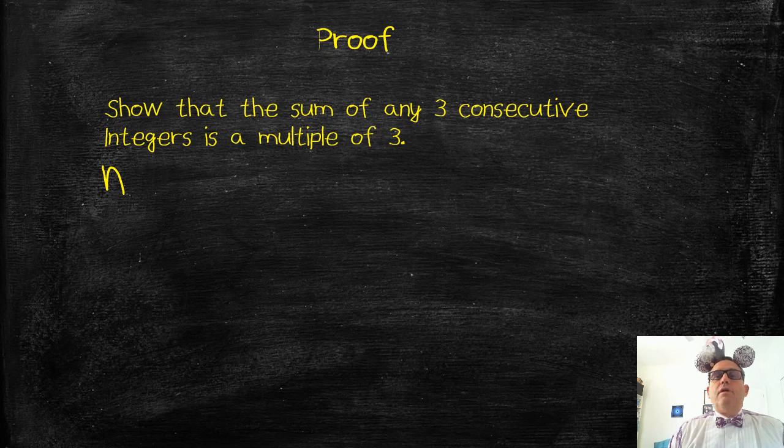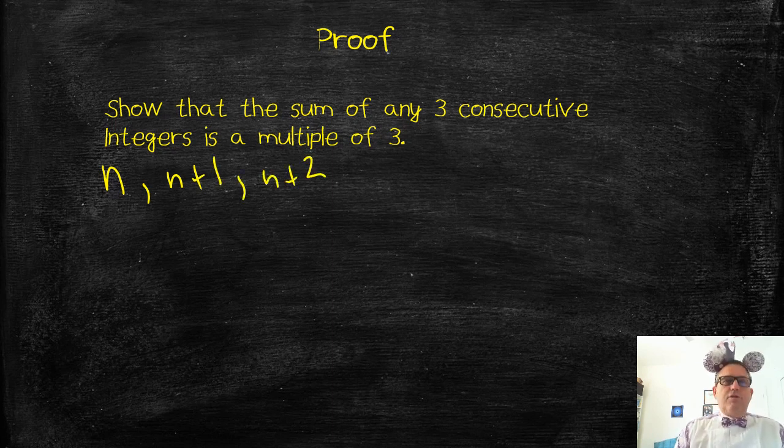He just said, well, 5 plus 6 plus 7, those are consecutive, they add up to 18, which is a multiple of 3, therefore it's true. But we didn't check 1, 2, 3, 2, 3, 4, and so on. So if n is my first integer, what's the next one? Well, the next one would be n plus 1, right? Whatever n is, n plus 1 is the next one, and the next one would be n plus 2. So those are my 3 consecutive integers.